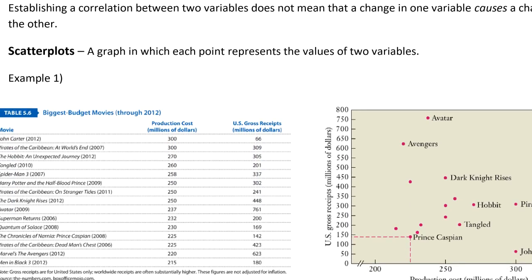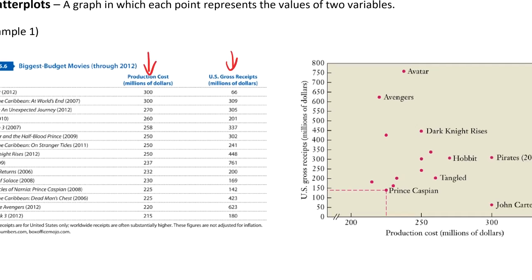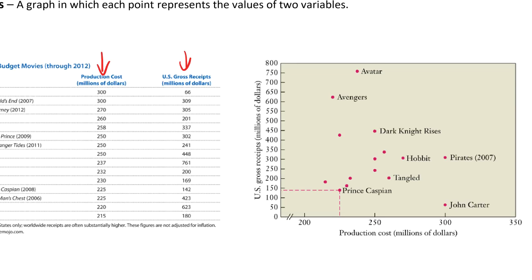All right, let's look at scatter plots. A scatter plot is just a way to put data that might not actually go into a line. For example, we have a table of biggest budget movies through 2012. We have the production cost and the US gross receipts, both in millions of dollars. If we put all of those in a plot, you can see it doesn't make a line or anything like that, but each of these movies is represented.